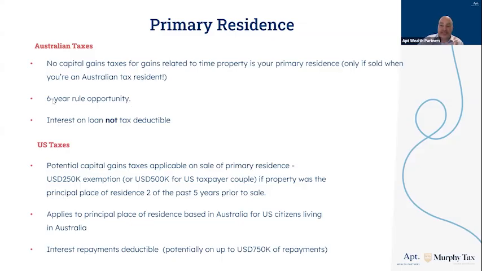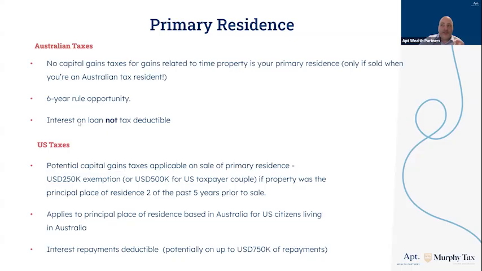There's an opportunity for a 6-year rule, as they call it in Australia, where you can still have a property considered your principal place of residence for capital gains tax purposes for up to 6 years. So you can rent that property out and still consider it your principal place of residence for up to 6 years and still get that capital gains tax exemption. You can only have one principal place of residence in Australia at a time, but that allows you to extend that tax-free status for capital gains purposes.